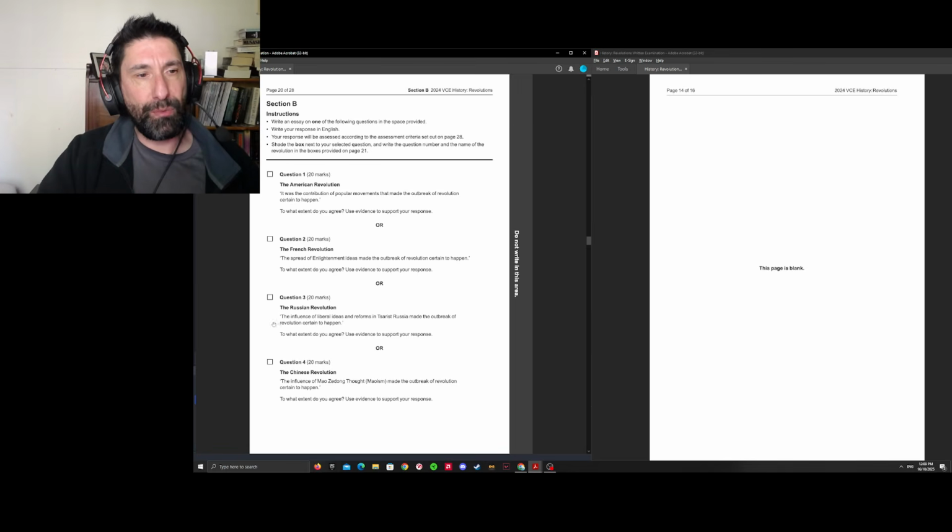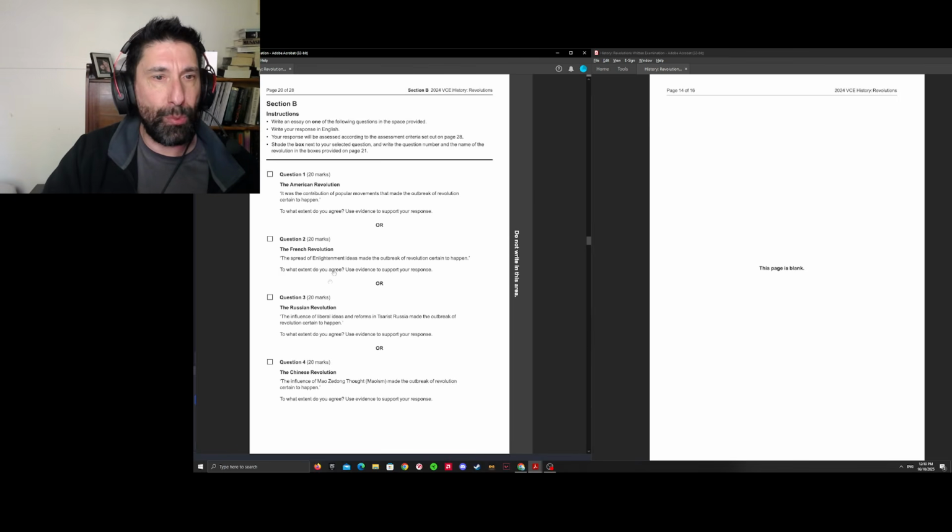Okay, so the Russian Revolution. The influence of liberal ideas and reforms in Tsarist Russia made the outbreak of revolution certain to happen. The Chinese Revolution. The influence of Mao Zedong thought made the outbreak of revolution certain to happen. So these are AOS 1 questions, okay? Both of them are. Probably the French one is too, okay? 1789. So these are all AOS 1 questions.